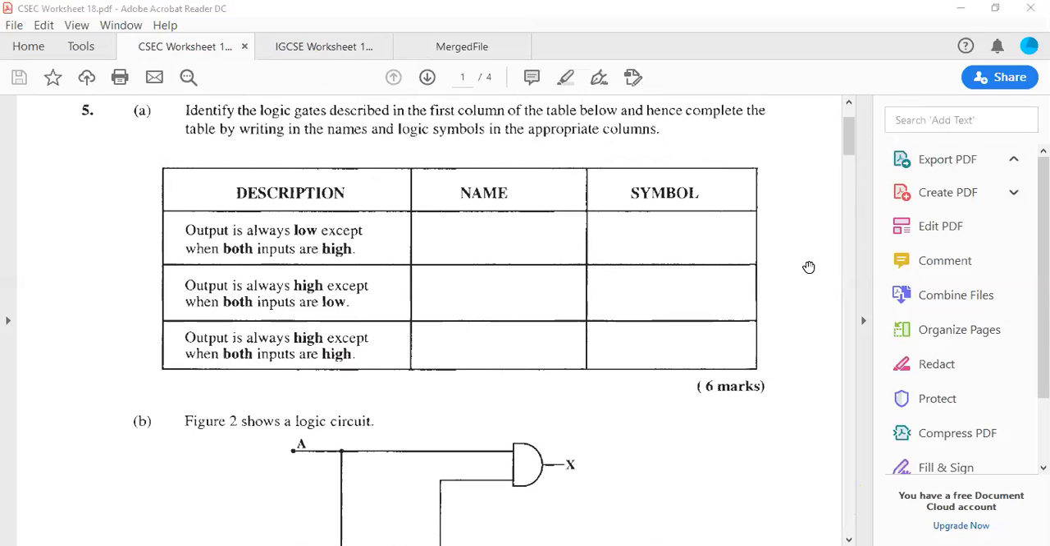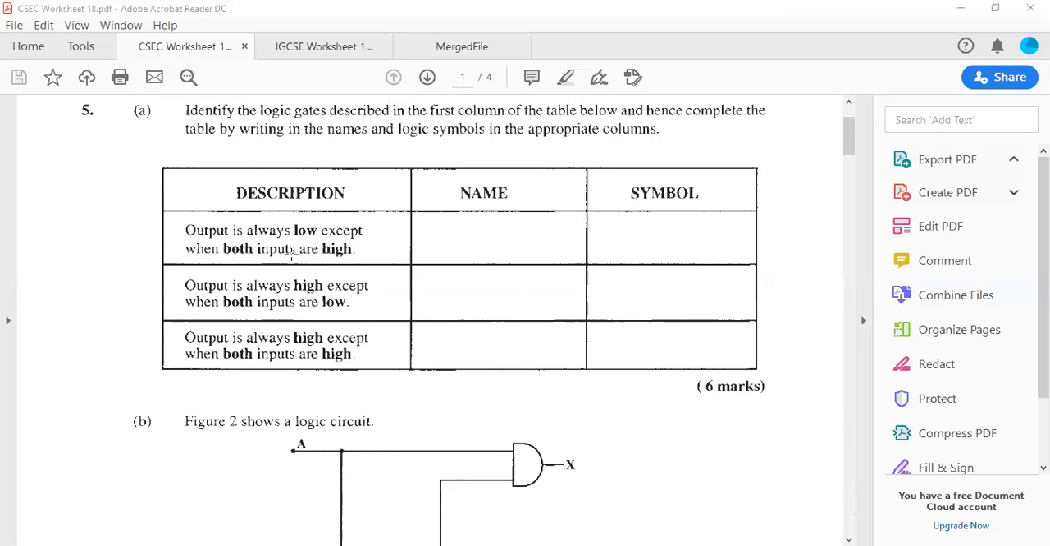Which gate do you think this is? Only when both the inputs are high is the output going to be high. There are 5 gates. They talk about inputs, so definitely we cannot be talking about the NOT gate because the NOT gate only has one input. Which means we have to choose from the AND, NAND, OR, and NOR gates.